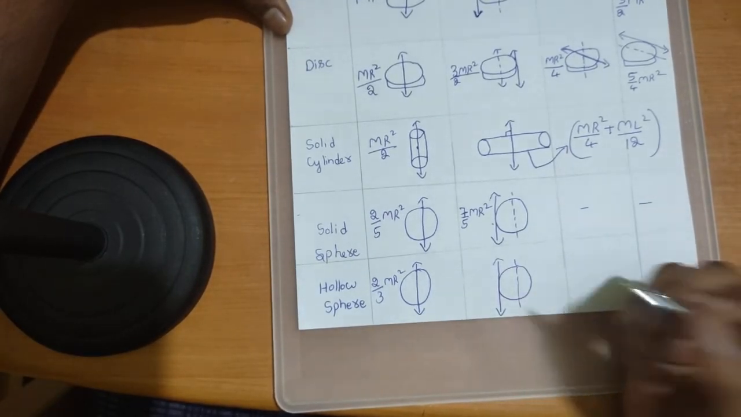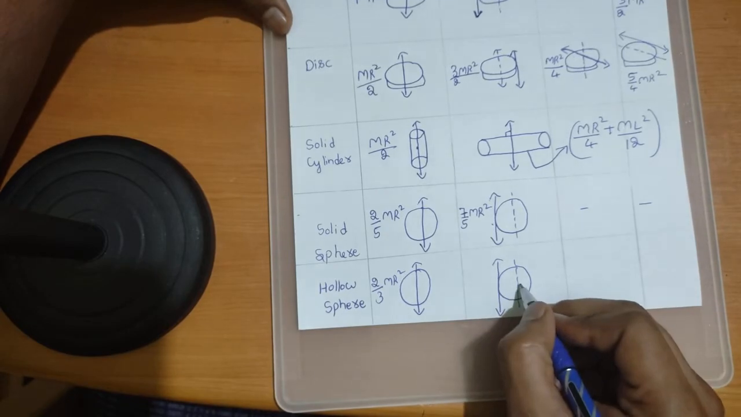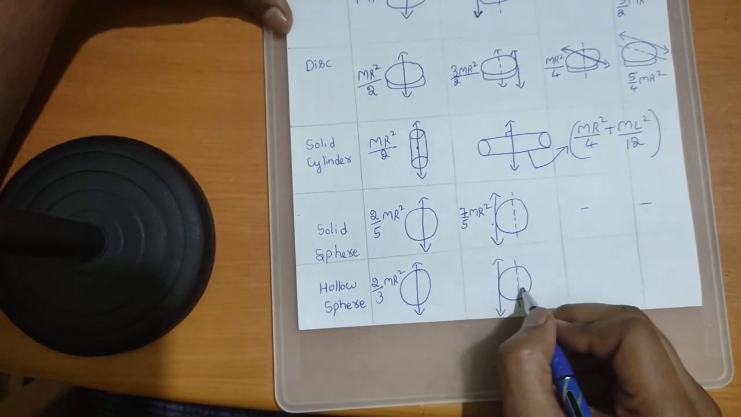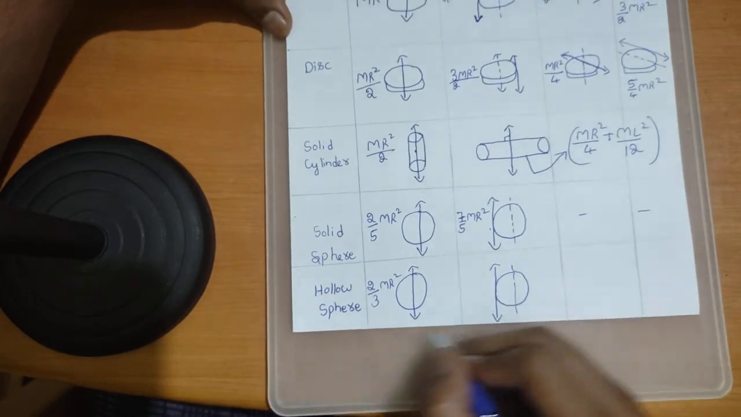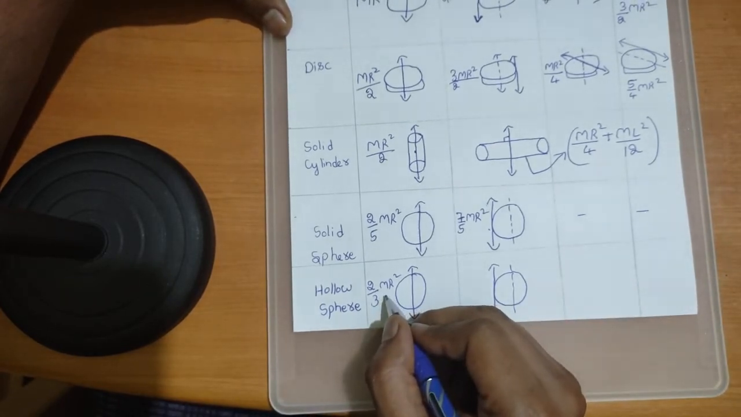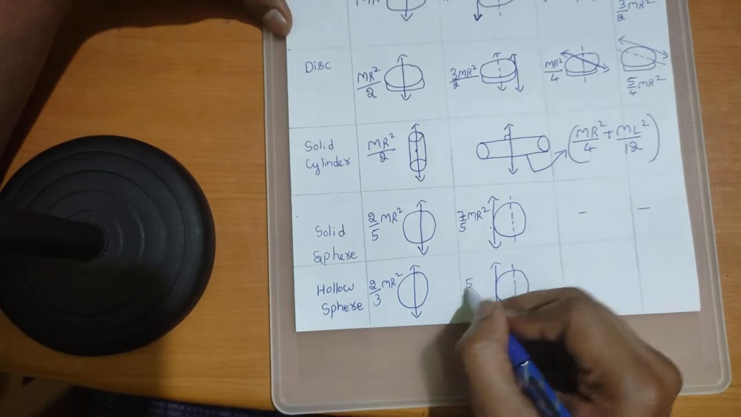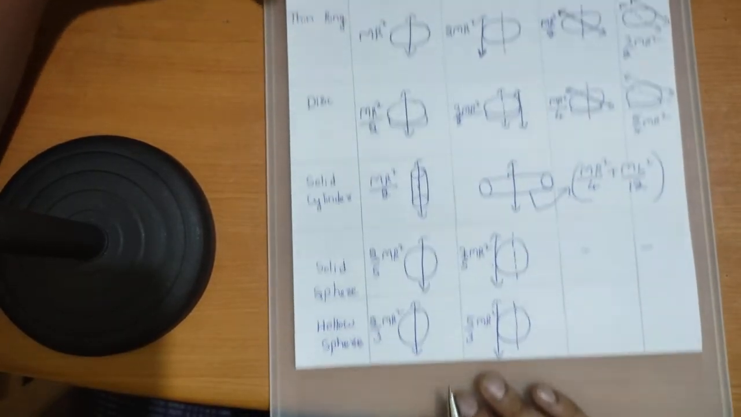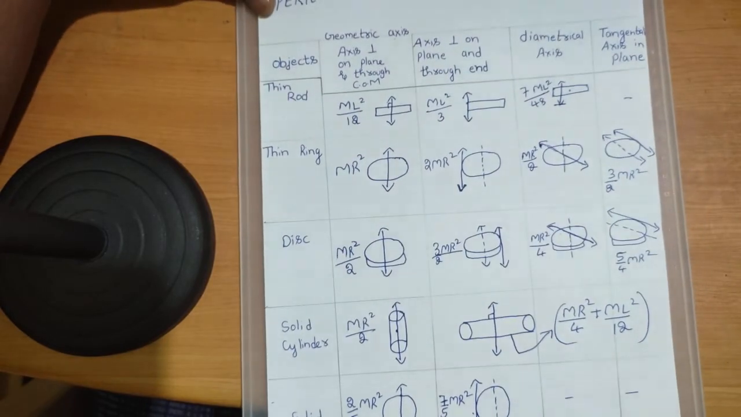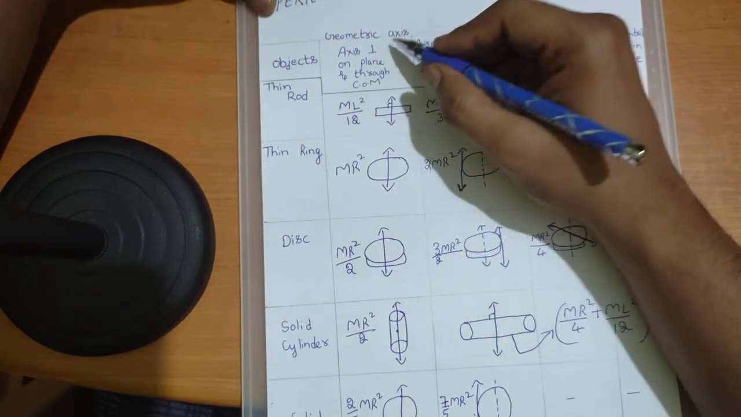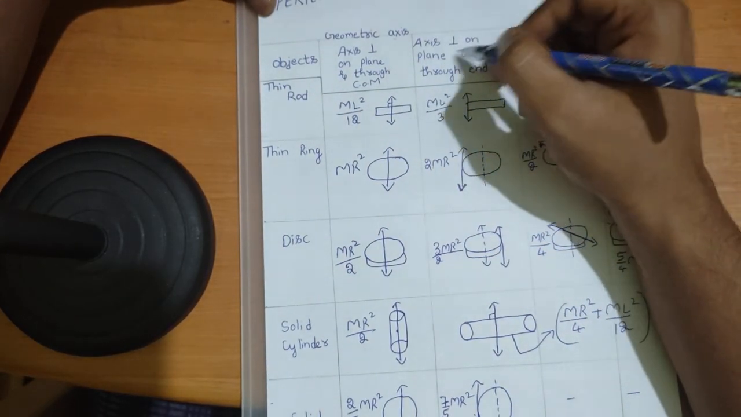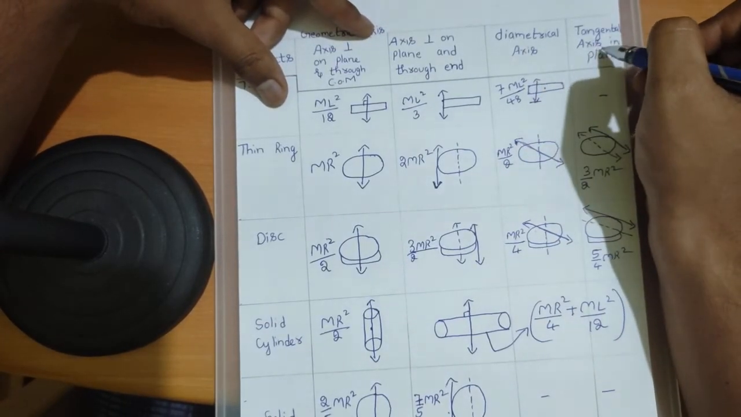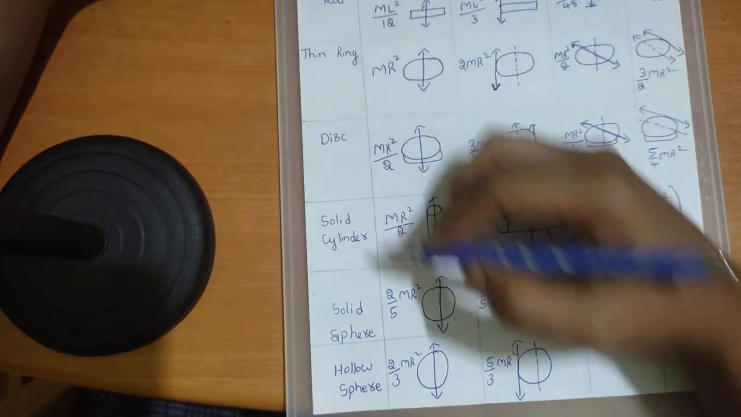Alright, so if you look at these two setups, what can you observe? Parallel axis theorem. We have to apply the parallel axis theorem. So for the parallel axis theorem, we just have to add 1 mr square to the basic expression. So we will be getting 5 by 3 mr square. Alright guys, so in this way we can calculate the moment of inertia from its geometrical axis, axis perpendicular to the plane and passing through one end, the diametrical axis as well as the tangential axis, for all these objects.